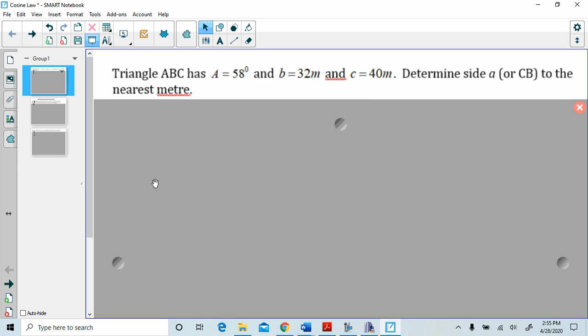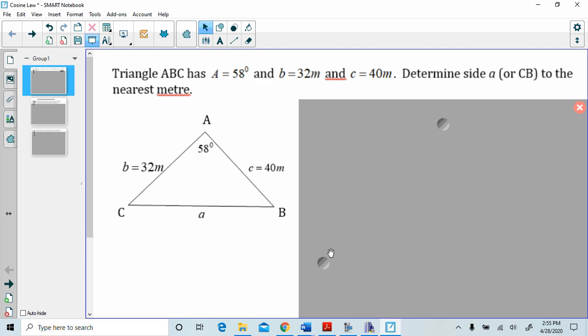So just go ahead and draw yourself a diagram. Okay, now that you've got a diagram, you can see that angle A is up here at 58 degrees. Across is the side length that we're actually trying to figure out. So that's the side that we're going to be working with. And then we've labeled angle B, angle C with the capital letters, so the uppercase letters, and lowercase being the side lengths across from them. So what we know at this point is we've got 40 meters and 32 meters.